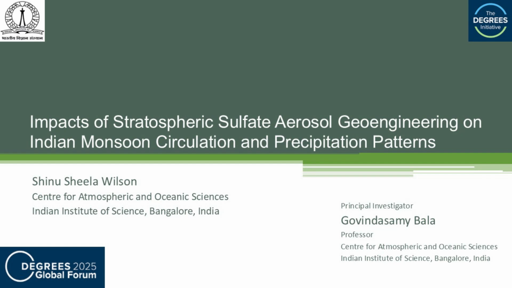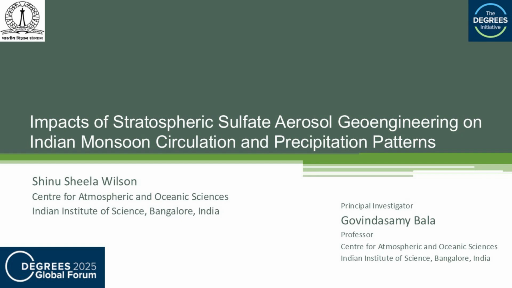Under global warming, the Indian Ocean Walker circulation is weakening. It is attributed to the presence of the positive Indian Ocean dipole under global warming that we saw in the previous slides. And under the SAI scenario, the Walker circulation is slightly strengthening.